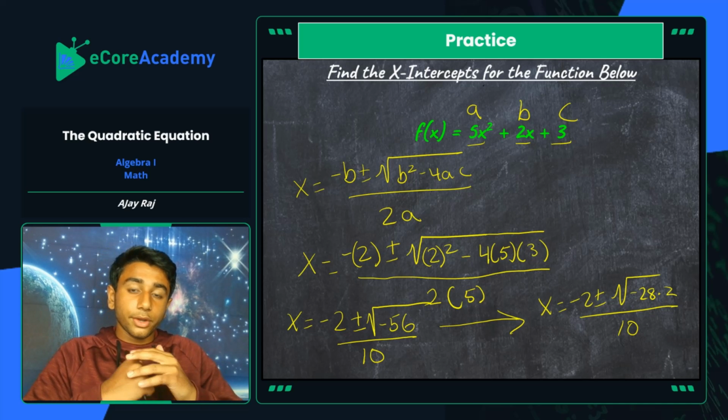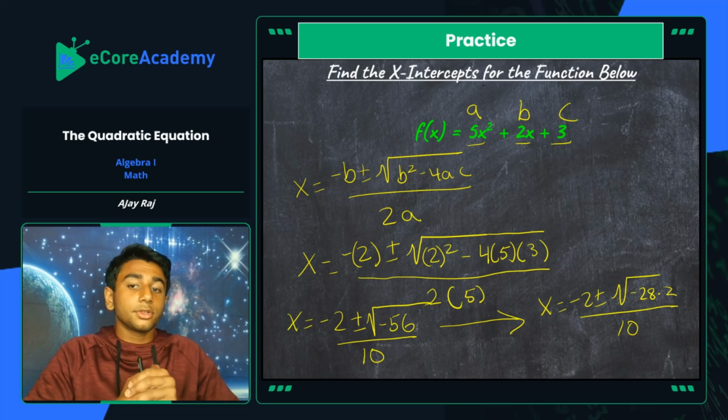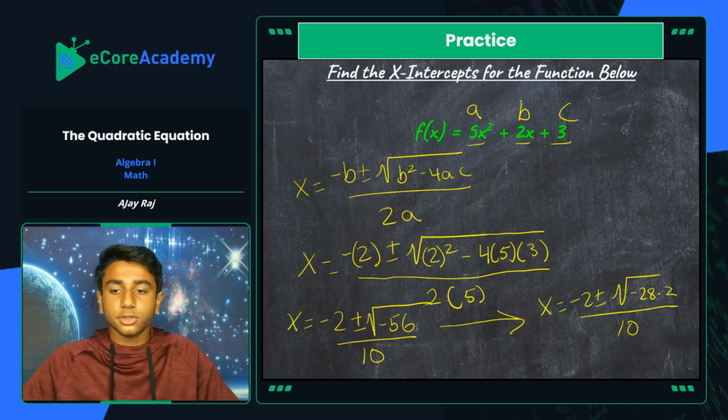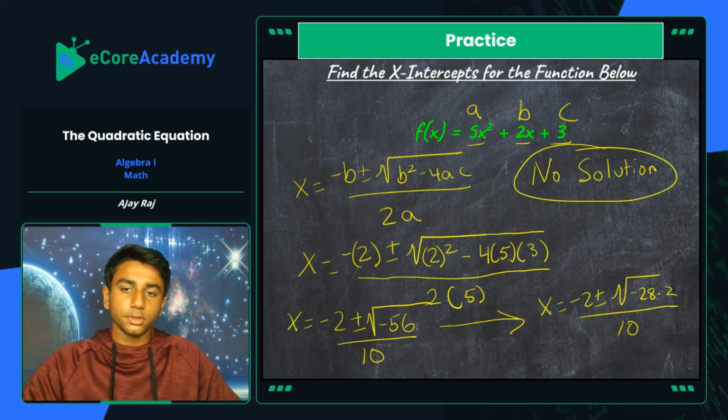Because as soon as we discovered that our discriminant was a negative, we know that there's going to be no solution. So we found our answer. No solution. Bingo. All right, now let's move on to the next problem.